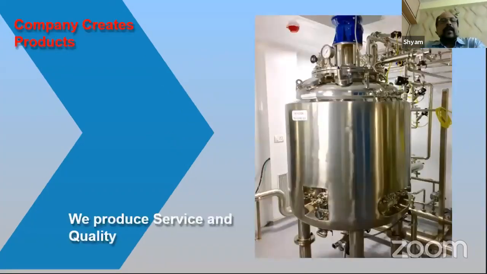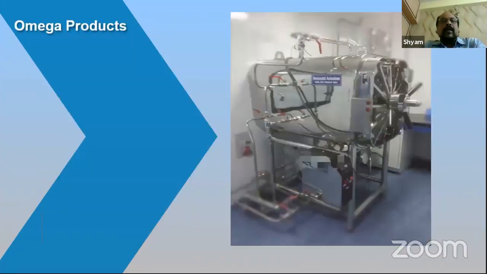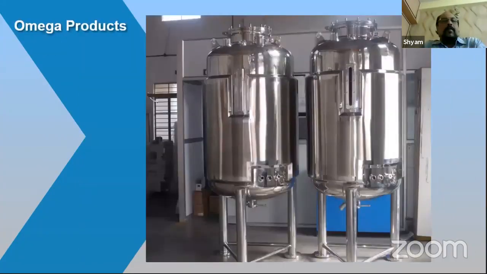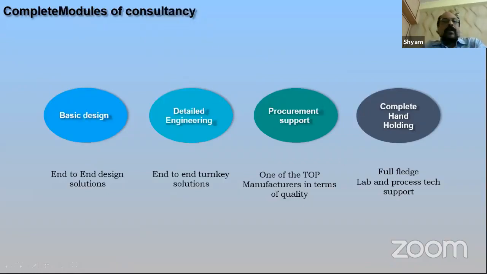As for our product quality, you can see one of our mixing vessels on the screen, so you can see the product quality produced. Here are a few similar examples of our products. These are the ways: design, turnkey, high quality process equipment, top quality customer satisfaction, basic designs, detailed engineering, and process support.